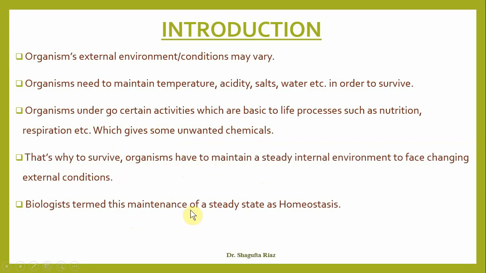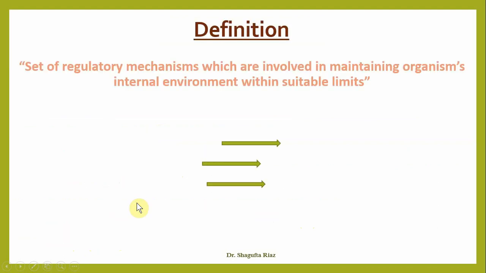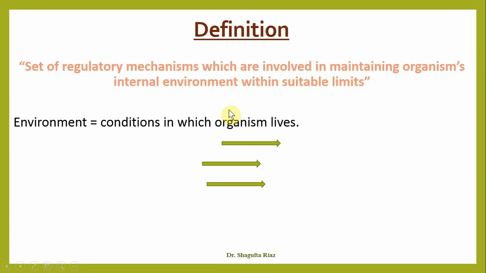Biologists termed this maintenance of a steady state as homeostasis, which is derived from a Greek word which means staying the same. Definition: the set of regulatory mechanisms which are involved in maintaining organisms' internal environment within suitable limits. This is a formal definition for homeostasis.